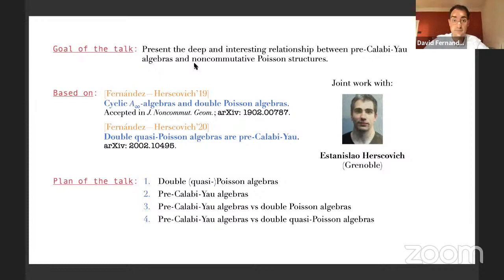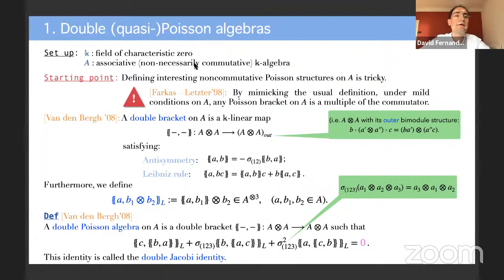So the starting point of this talk is that defining interesting non-commutative Poisson structures on an associative algebra A is tricky, because if you try to copy the usual definition, you will obtain only a multiple of the commutator, and this is not very interesting.